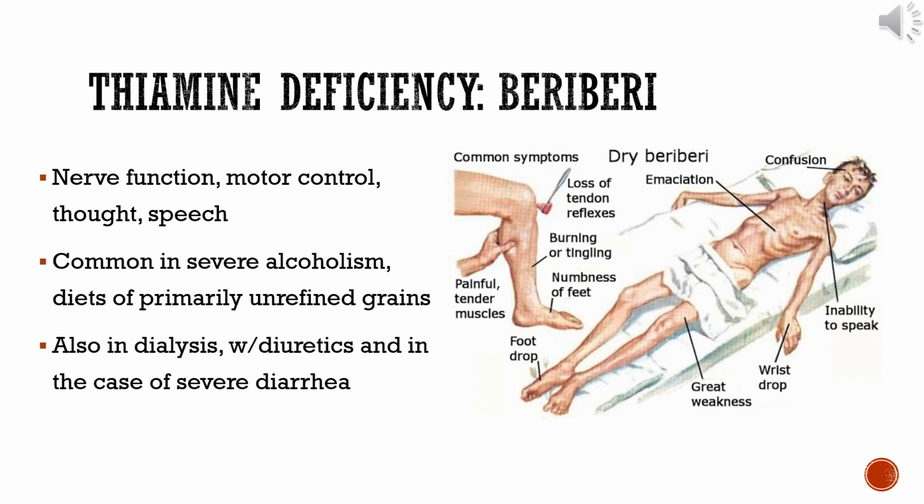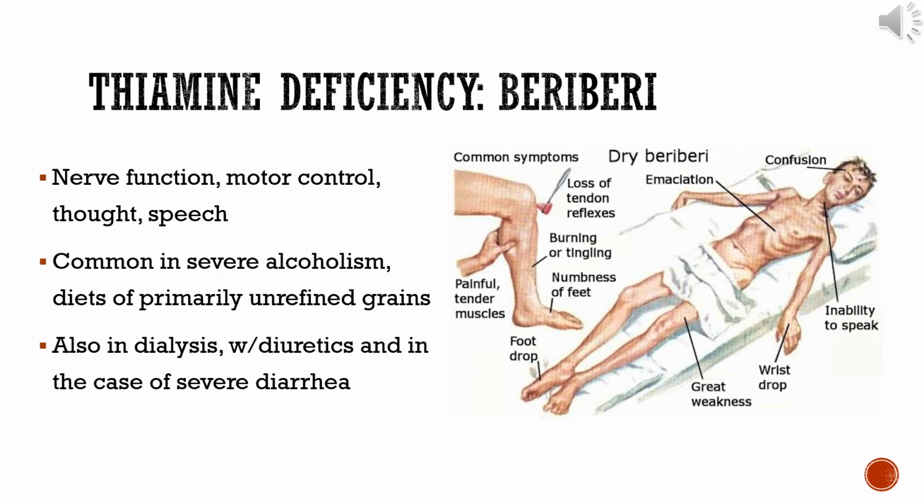Thiamine deficiencies in the United States are very uncommon unless there are extenuating circumstances that are linked to extra fluid loss or poor absorption. So poor absorption, we see thiamine deficiency sometimes in the case of severe and chronic diarrhea. Also, dialysis and diuretics. These are things that are going to flush out extra fluid in our body. And so that fluid loss can be linked to poor absorption of thiamine.